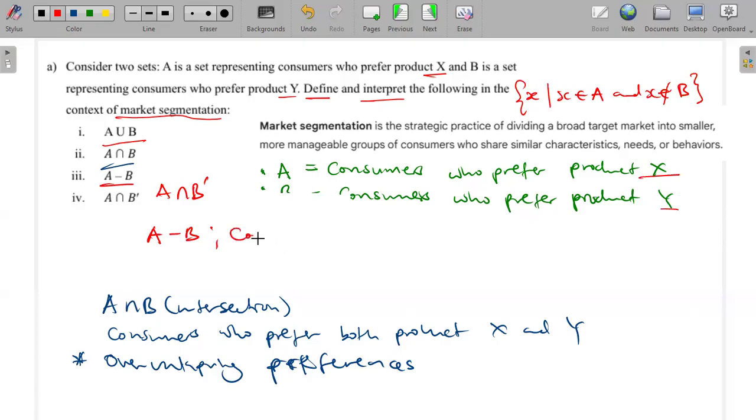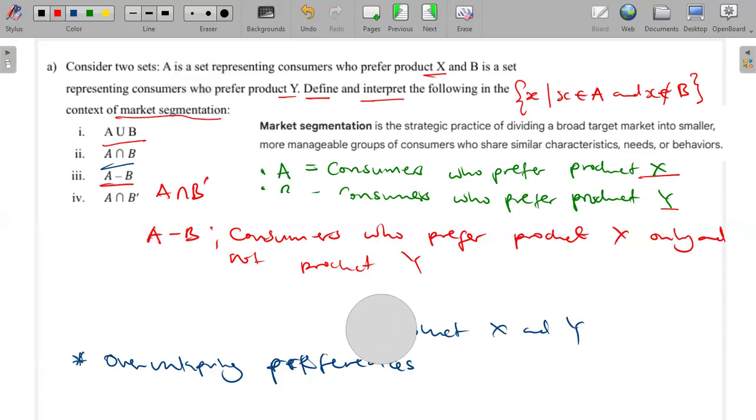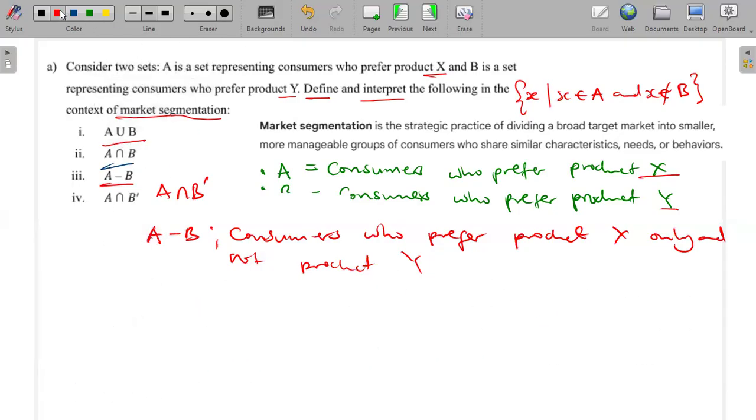So this here is for consumers who prefer product X only and not product Y. So this is what the set difference is telling us: consumers who prefer product X only and not product Y. Okay, now what is the interpretation of this here?